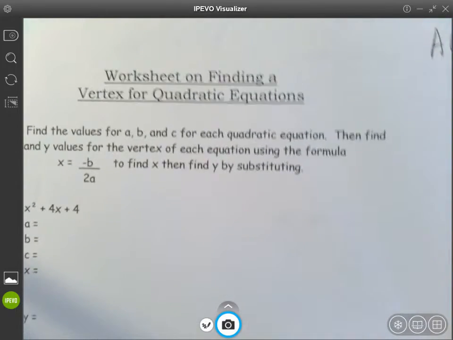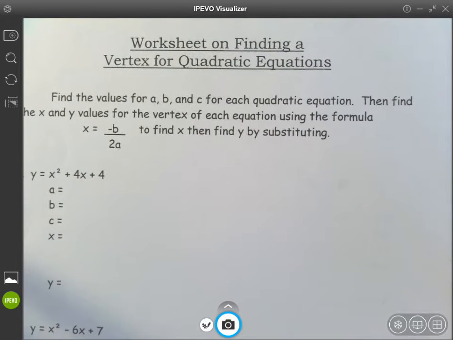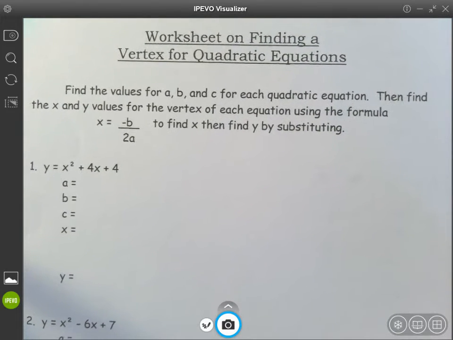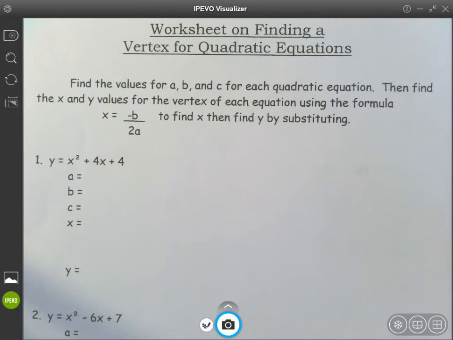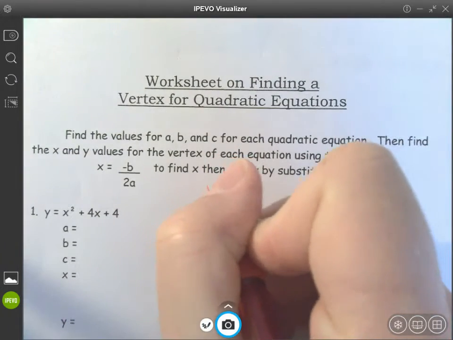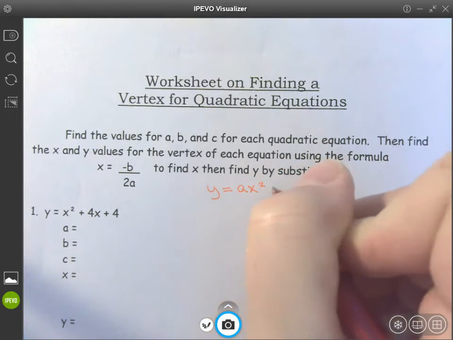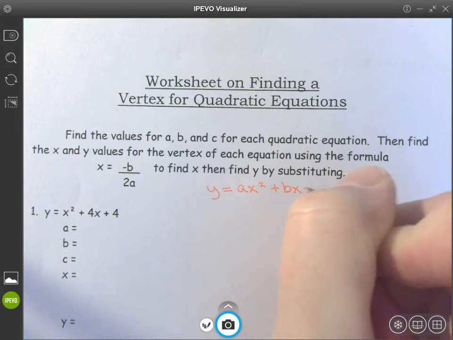All right, we're on worksheet A6, and we are doing one last day of finding the vertex for a quadratic equation. We're not graphing or doing anything like that, but let me give you a couple reminders. At the top here, let's write down our standard form. Y equals ax squared plus bx plus c.